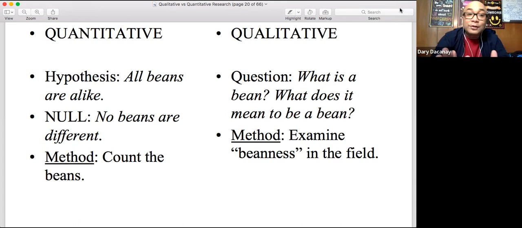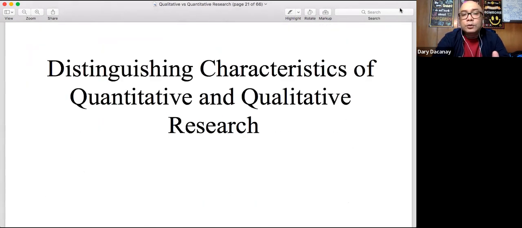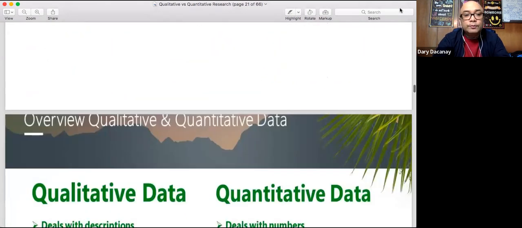So kita mo yung differences, no? Yung isa, bibilangin mo para talaga malaman mo yung bean na yan. But in qualitative, you have to describe the essence or the beanness. Okay? Galing ako kakaiba, the beanness. Let's proceed. Now, how would you distinguish the characteristics of quantitative and qualitative research?